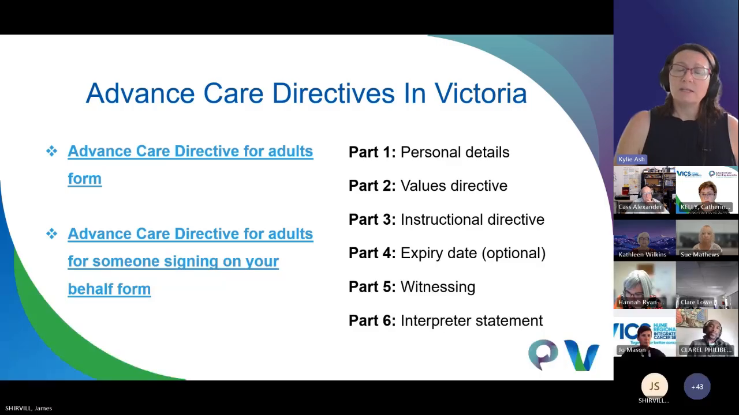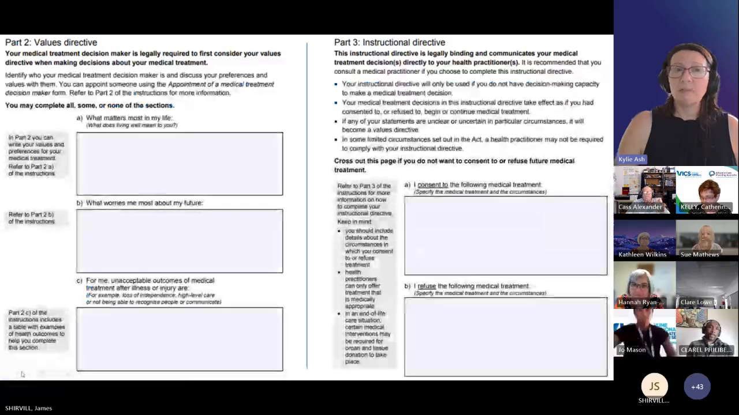And if you do need someone's help to complete and sign the document for you, due to a physical disability affecting writing or signing, there is a specific form for that purpose, the Advanced Care Directive for Adults, for someone signing on your behalf. Both forms include the same sections that you can see on the slide there. Part 1 really is an introduction and includes your personal details and any major health problems that you have currently. Next slide, and I'll take you through parts 2 and 3.